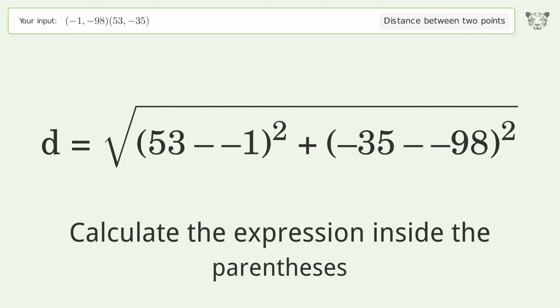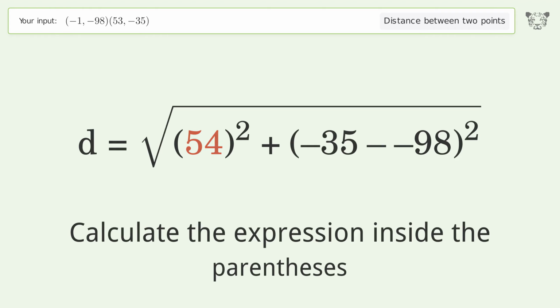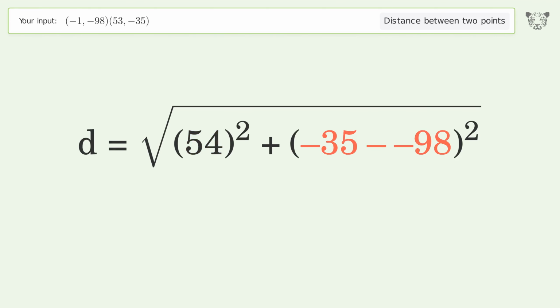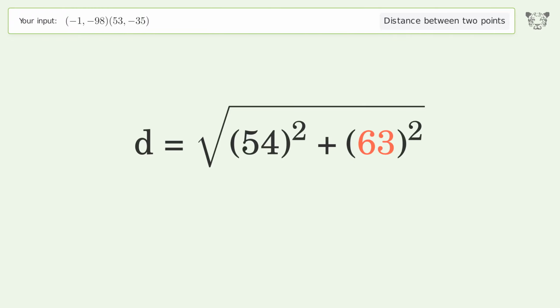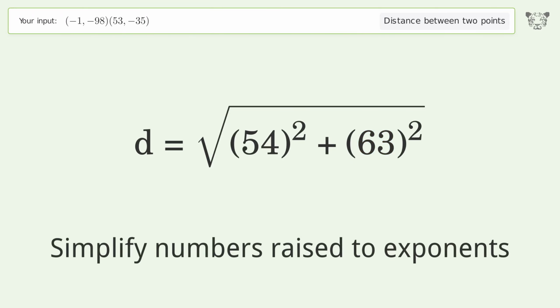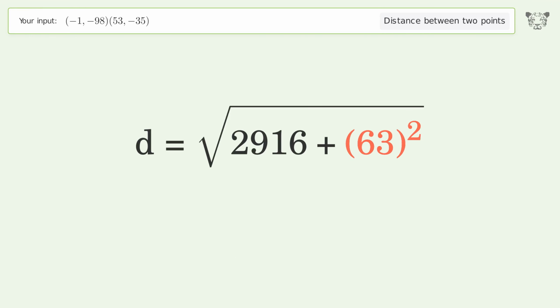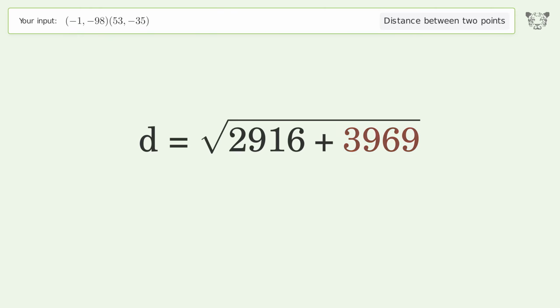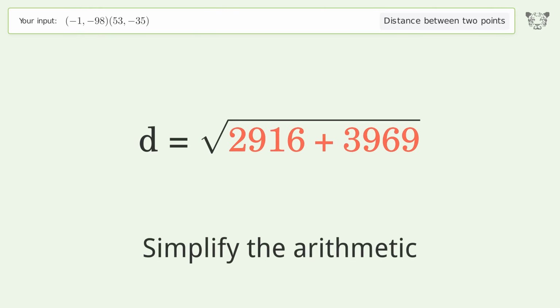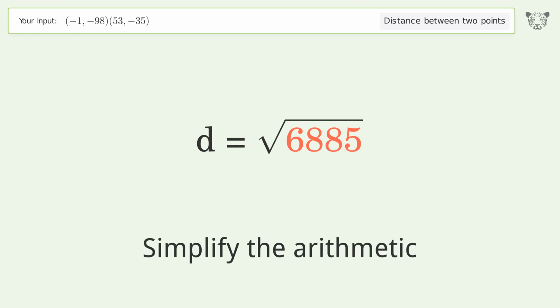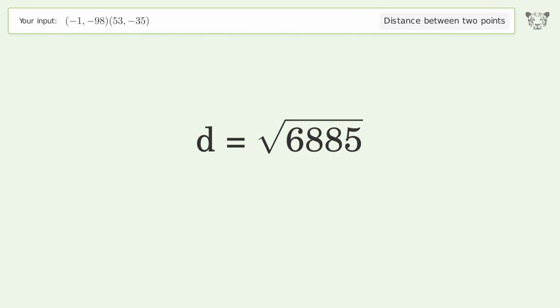Calculate the expression inside the parentheses. Simplify numbers raised to exponents. Simplify the arithmetic. And so the distance between the 2 points is the square root of 6,885, or 82.976.